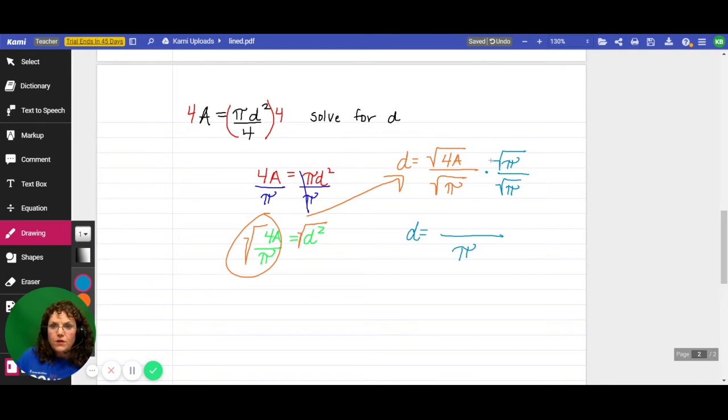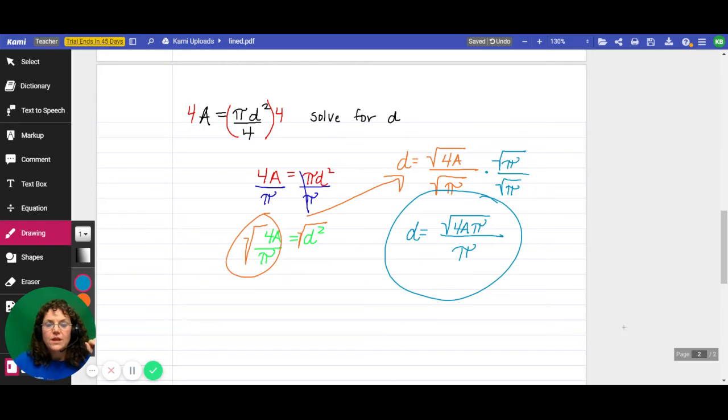On top, all of these are under a house, so you can just put them all together in the same house. So 4a pi. It doesn't matter what order you put them in. You can put 4 pi a, it doesn't matter. You can't cancel these two pi's because this one's in the house and that one's not. So that's it. That's all you had to do.